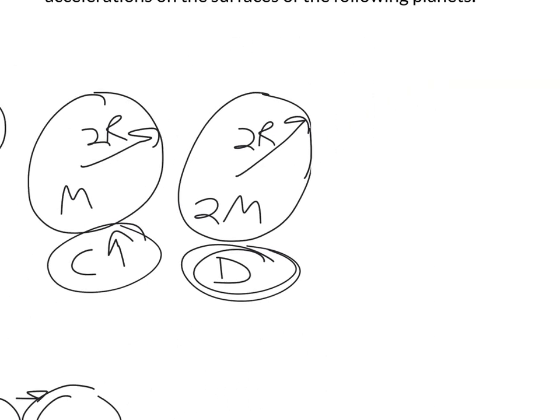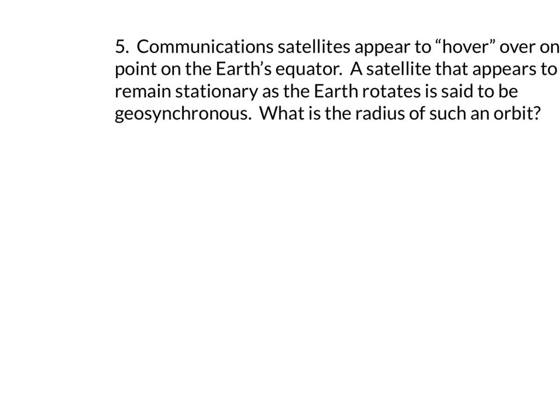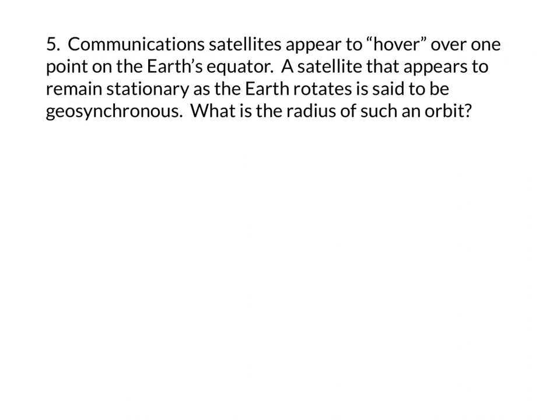All right, and I believe this is our last one. This is the hard one. Communication satellites. You can only get this type of satellite at the equator, because any other place that you try to make a geosynchronous satellite, the Earth will turn relative to it.